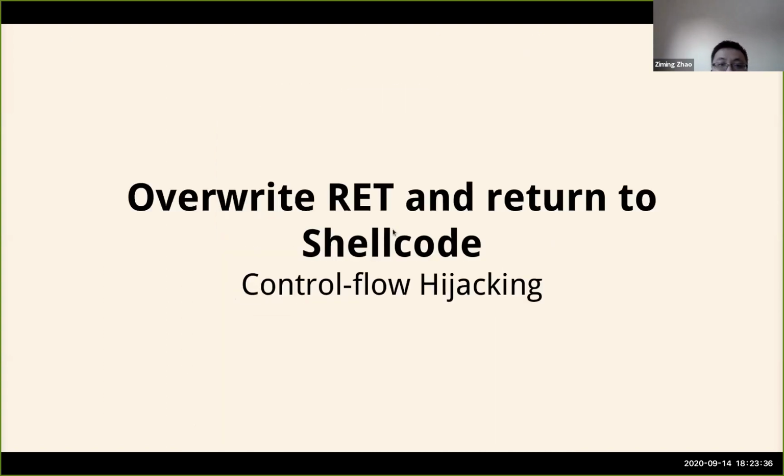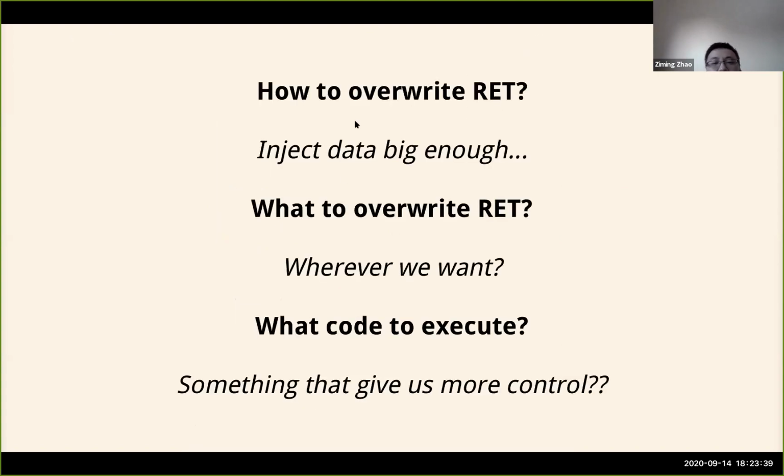So what we want to do here is overwrite the return address. To do that, as long as we can inject data big enough, we should be able to do that. We have already seen how to do that, so this is not challenging. The second part is we want to know what to overwrite. Obviously, we want to overwrite the return address to point to some malicious code. So we need to know the address of that malicious code. After that, what malicious code do we want to execute? Obviously, we want something that gives us more control, so that we can fully control this computer.